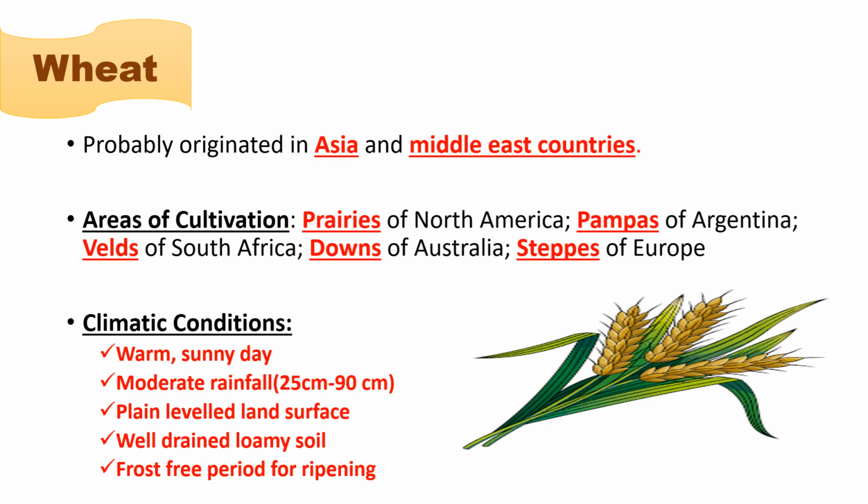Then, which kind of land is needed? Plain, leveled land. The next one is well drained, loamy soil. That kind of soil is needed for wheat cultivation. And the last point is a frost free period of about 100 days, required for good ripening of wheat. You need to understand that for 100 days, around 3 months, frost free period means no snow or rainfall, which is required for good ripening of the wheat.